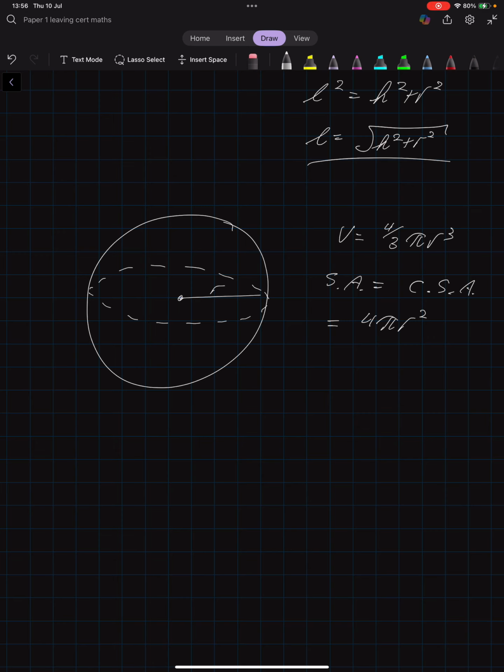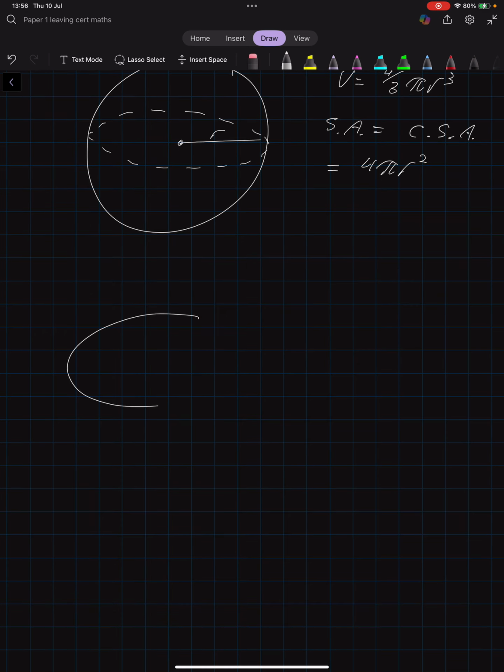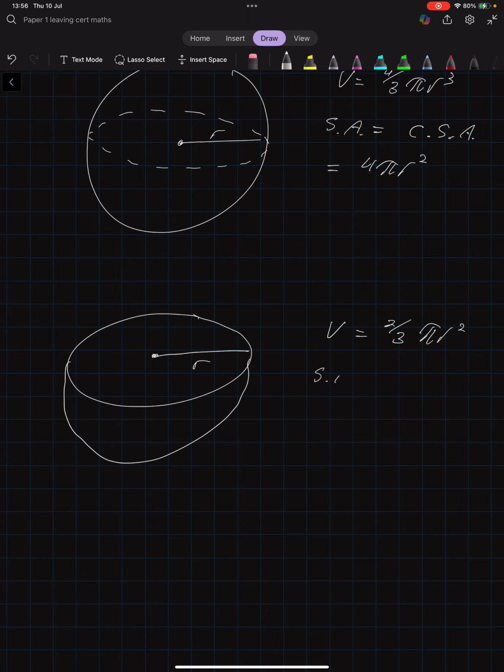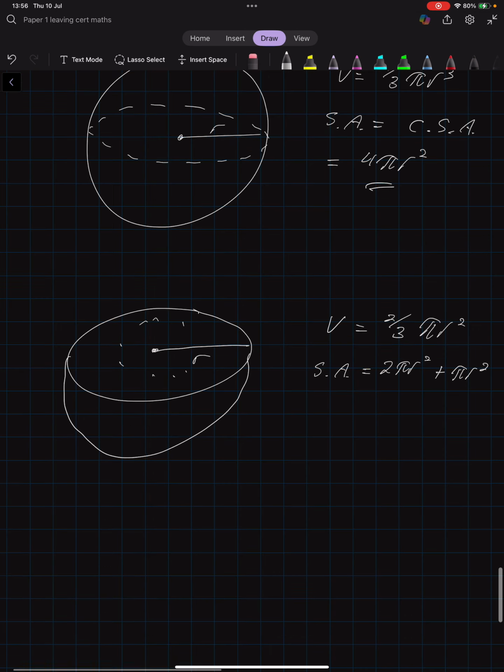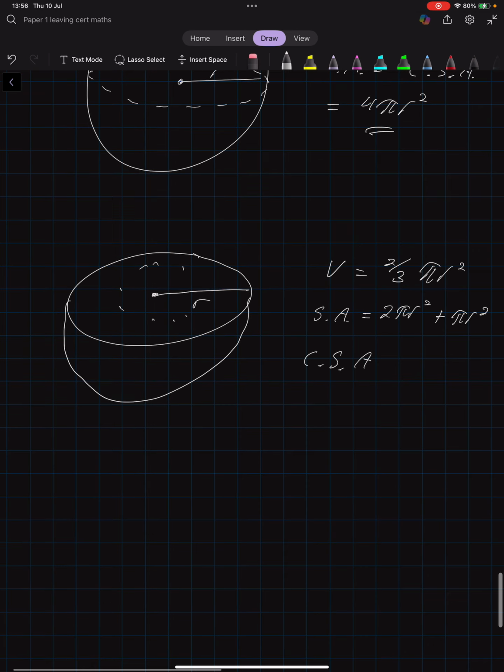Now, if you have a hemisphere, a hemisphere would look something like this. A hemisphere is just half a sphere. It's basically if you grabbed a sphere and cut it in half, what would you be left with? The volume of a hemisphere is 2/3 pi r cubed. The surface area is equal to 3 pi r squared. So again, it's just half of the surface area up here plus pi r squared. Why? Because you also have this face here. But the curved surface area is only equal to 2 pi r squared. So just be careful of that.